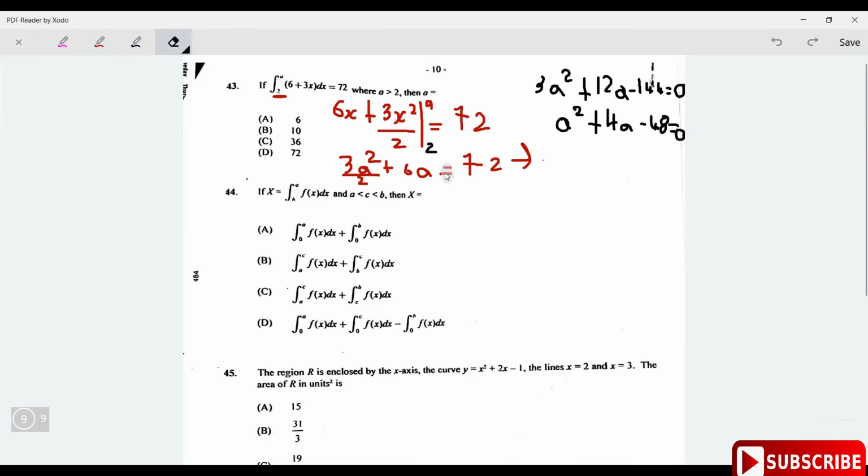And so then it wouldn't equal 72. We have to minus. So fix this. We have to put from 2, put minus. When you plug in 2 up in here, so what you're going to get is 6 times 2 plus 3 times 2 squared divided by 2. That's 18. So it's minus 18 equals 0. So when I bring over 72 is 90.